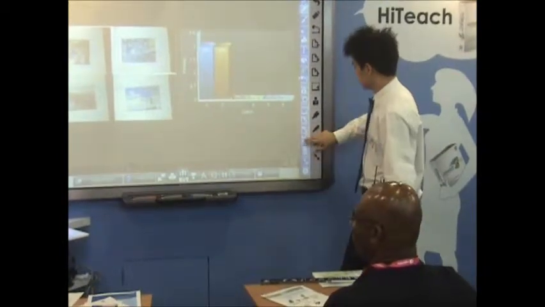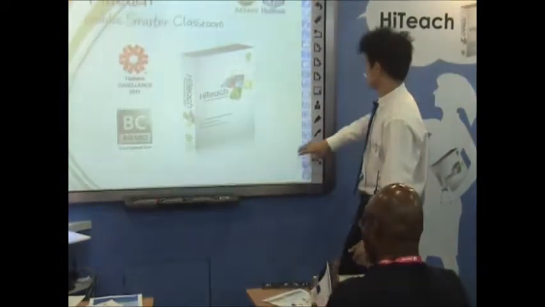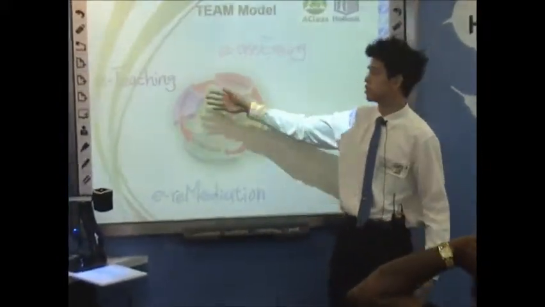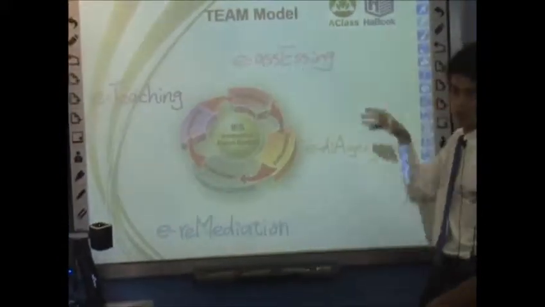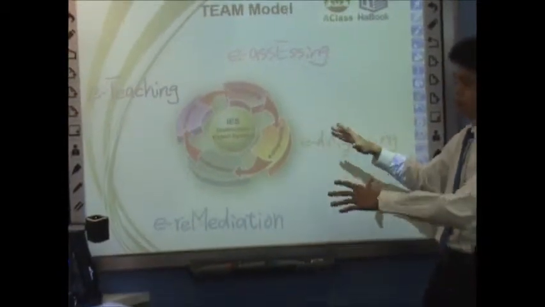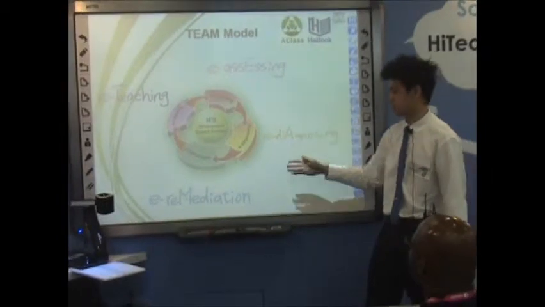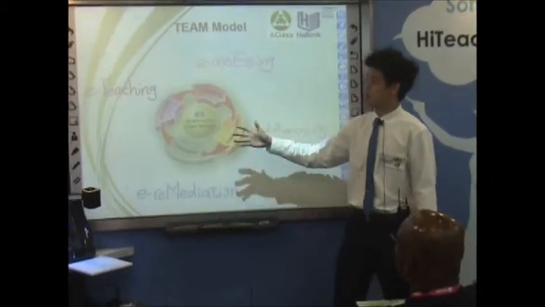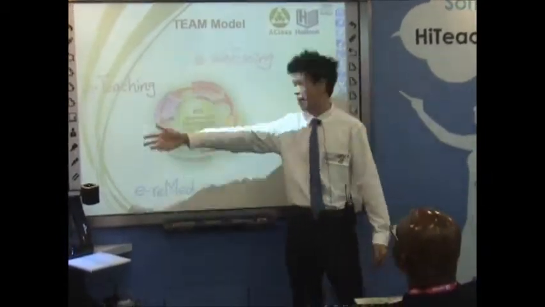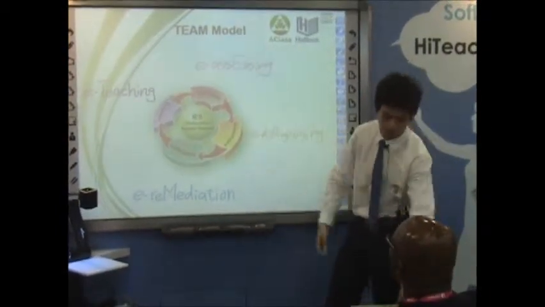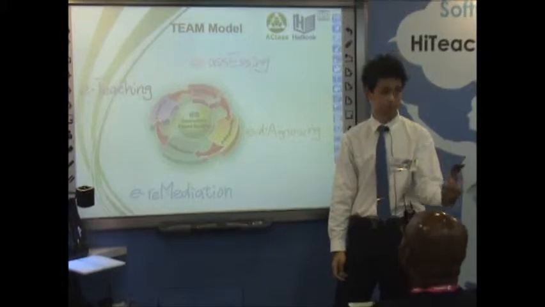Next, what I was showing was the teaching part. We call it e-teaching. This is our team model. There are 4 parts in the education: e-teaching, e-assessing, e-diagnosing, and e-remediation. What I do is whiteboard and camera on the e-teaching part. And we also have the e-assessing part, which is this IRS system for students.